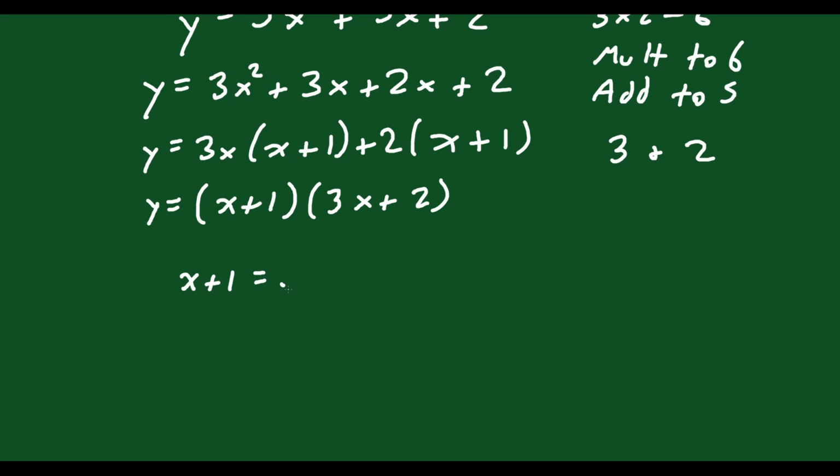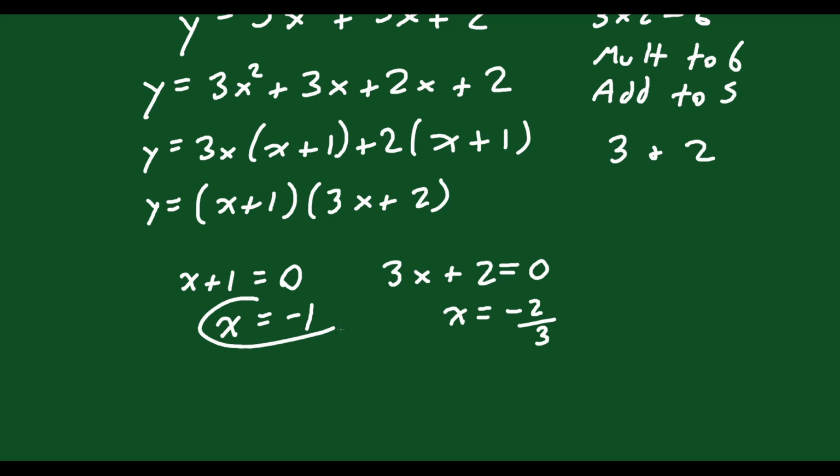x plus 1 equals 0, and 3x plus 2 equals 0, right? Solve for x in each case. x equals negative 1, x equals negative 2/3, right? Bring over the 2, divide by 3. So these are your two roots. Now why is this useful?